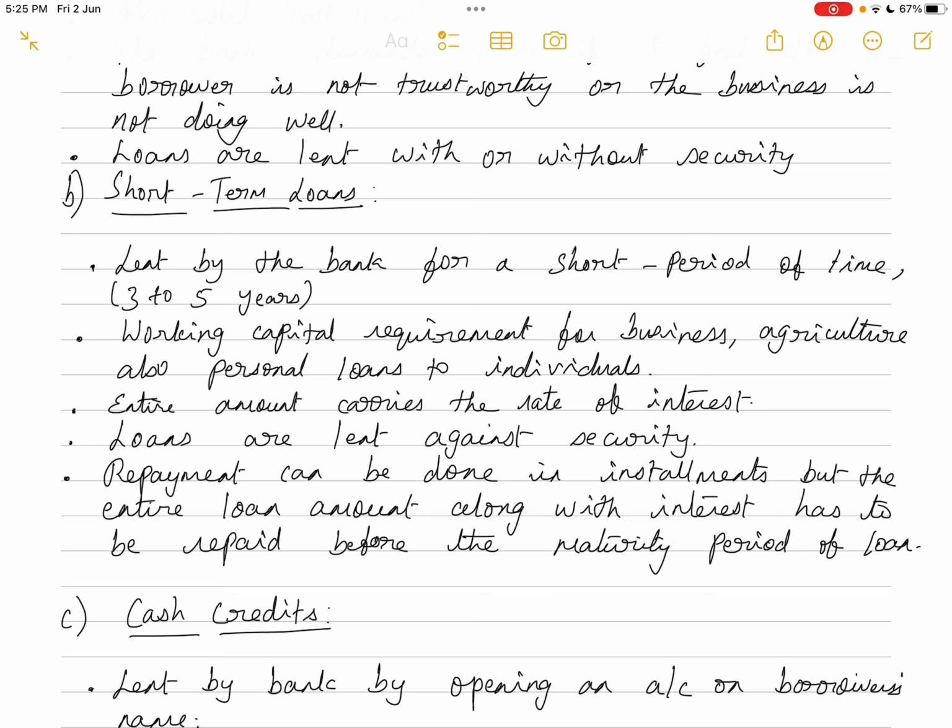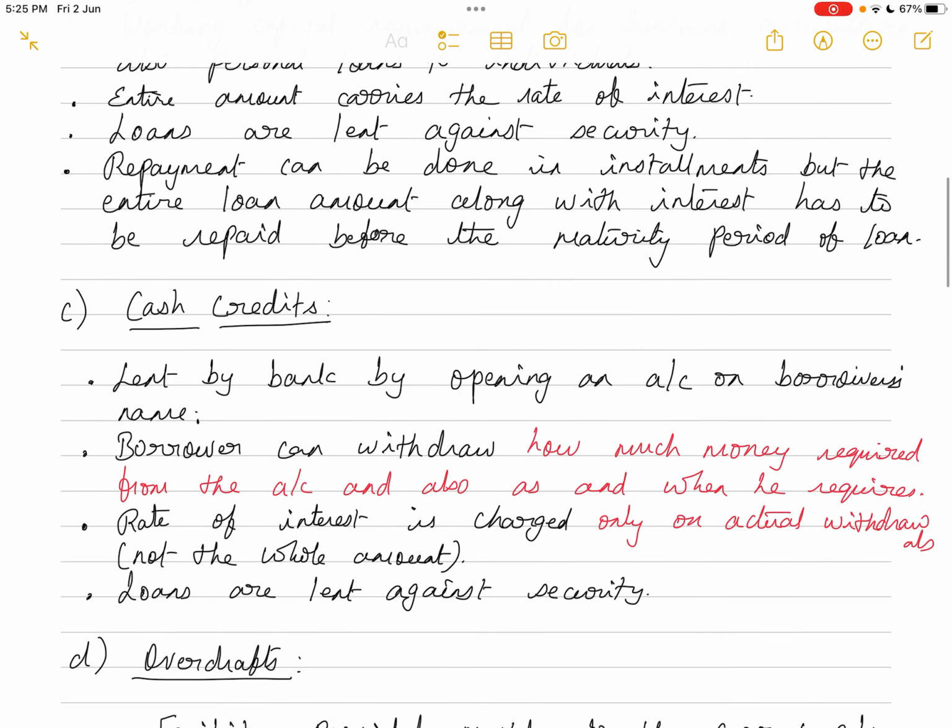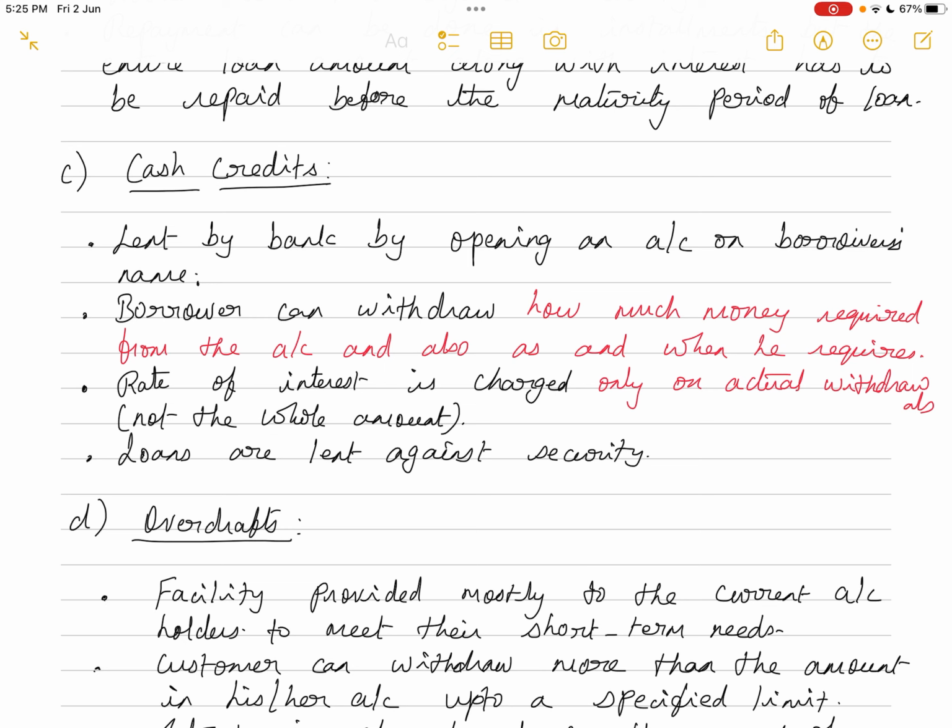Next, moving on to the next type of loan advanced by the bank is something called as the cash credit. So in this method, the bank opens an account in the borrower's name, and the amount is credited in the borrower's account. So the bank lends by opening an account in the borrower's name. Okay, and the borrower can withdraw money, but of course a certain maximum limit is specified, up to a certain limit.